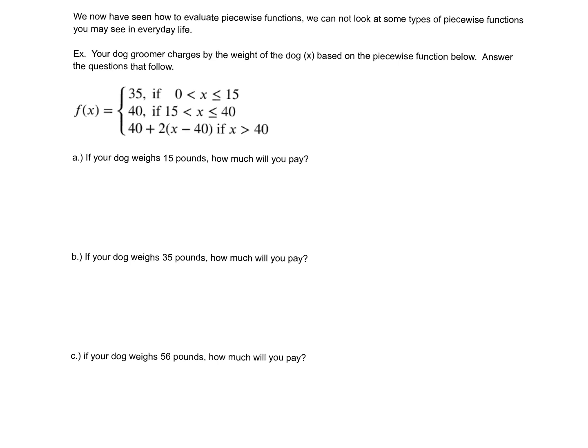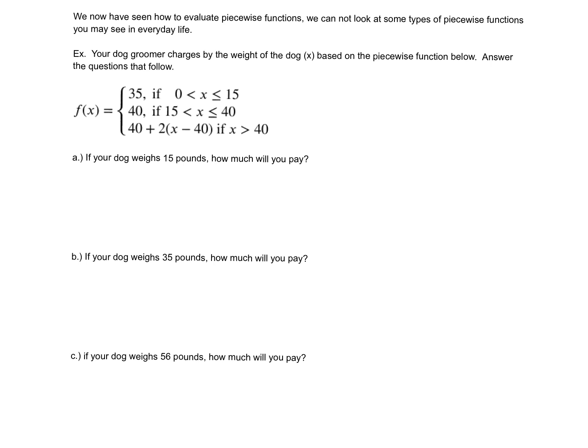function, because a lot of times when you buy things, they're not all the same price. When you buy more, they typically become less expensive per unit. And if you buy less, they're more expensive per unit. So in this case, we're doing something based on the weight of your dog. So we have a dog groomer that charges by the weight of the dog x based on the piecewise function below. Answer the following questions.